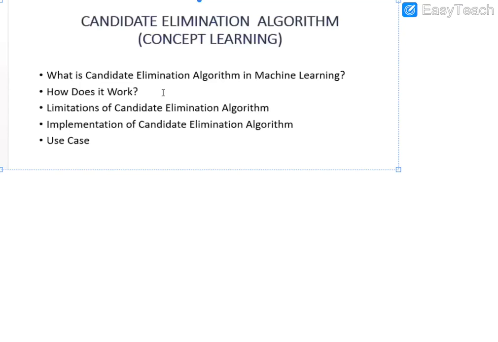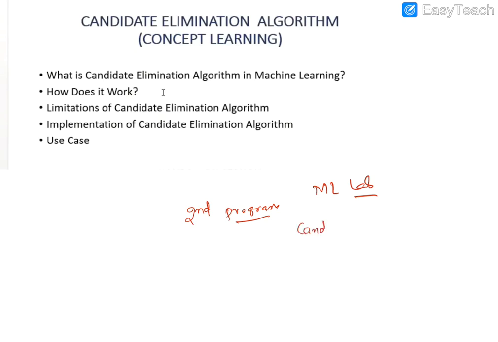Okay, students, now we are going to discuss the second experiment. We are going to start the discussion with the second program of the ML lab, machine learning lab. It is related to the candidate elimination algorithm. So here it is written: candidate elimination algorithm.